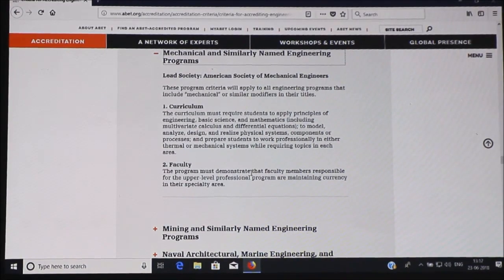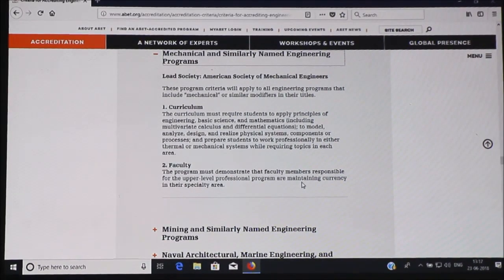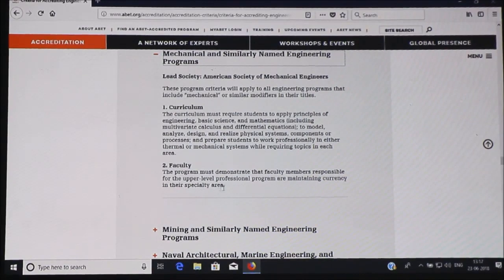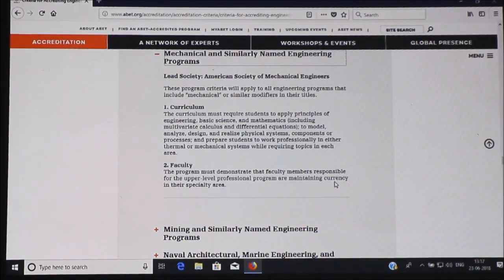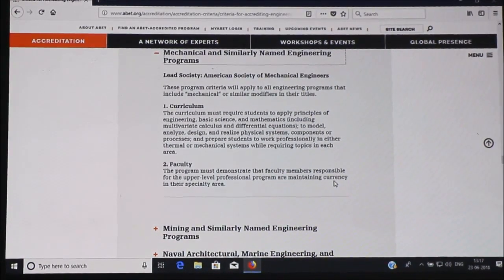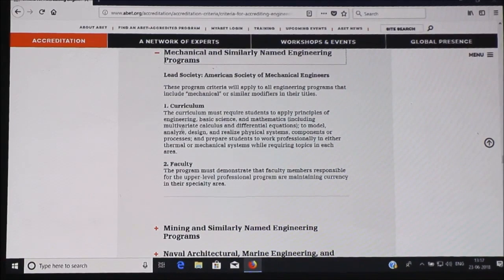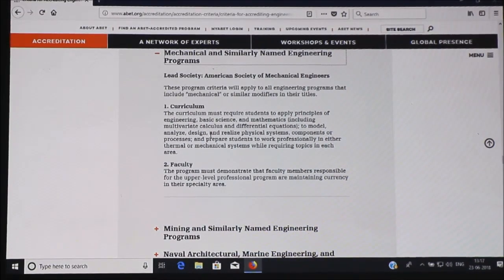The program must demonstrate that faculty members responsible for the upper level professional program are maintaining currency of their specific area. You see, they have maintained currency means it is not money. It simply means that they should have specialty degrees. That is, they should have specialized in that particular area. Someone who is going to handle, for example, a design course should have a master's degree in design, and preferably they should have done a doctorate in design.